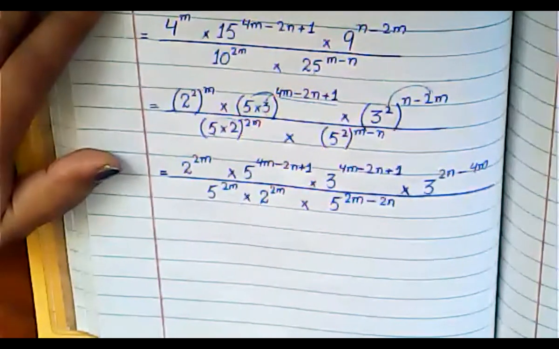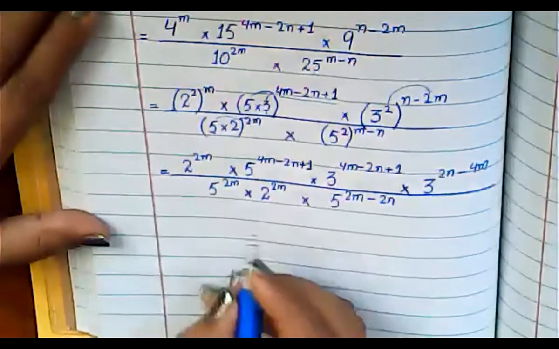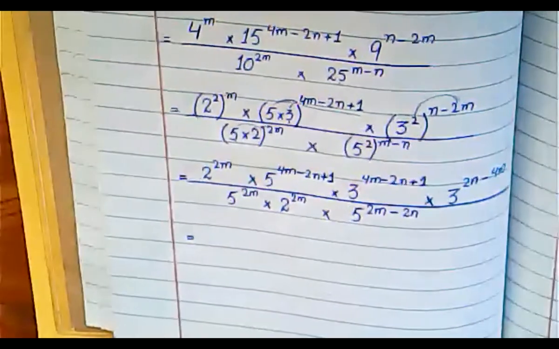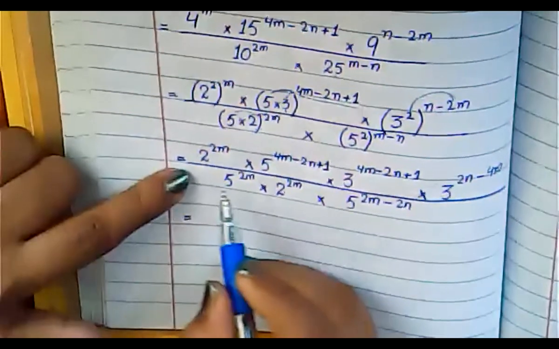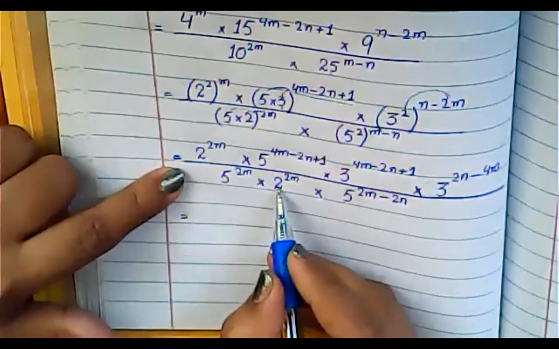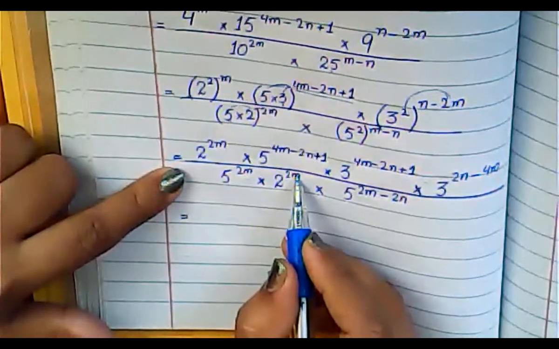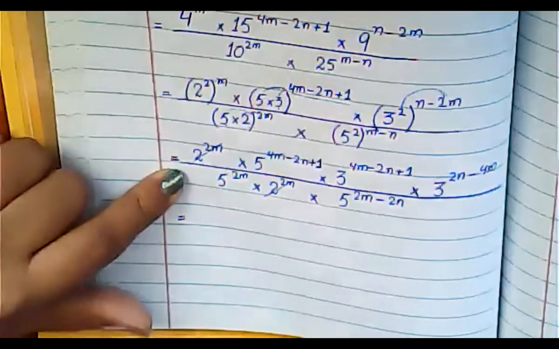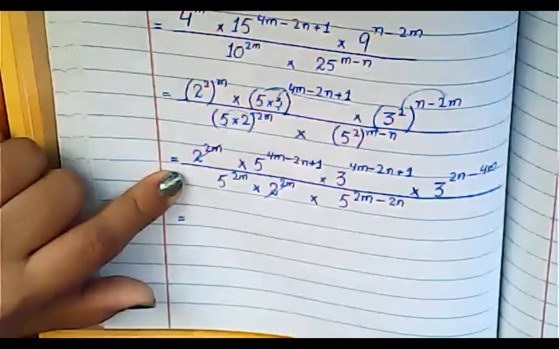Okay, that's good. Now look at here. What you will do next, if you can see here, this is 2 raised to the power 2m and in the denominator you have 2 raised to the power 2m. So simply you will cancel these two terms. They will be cancelled. Understand? It will be cancelled. Clear?